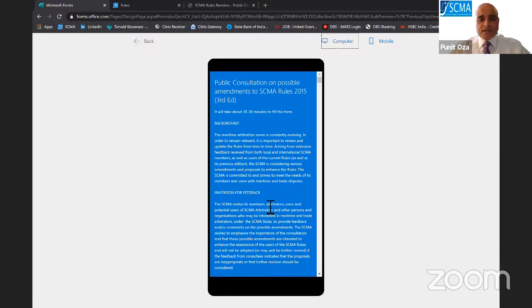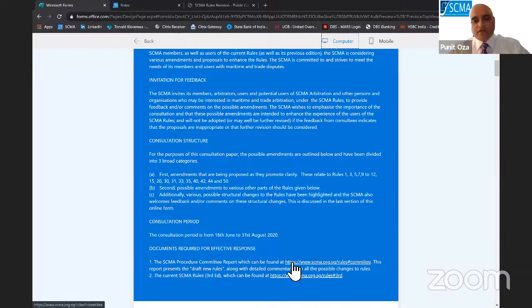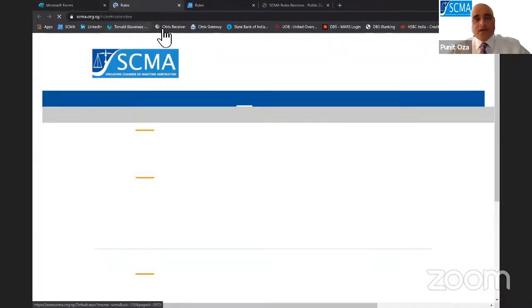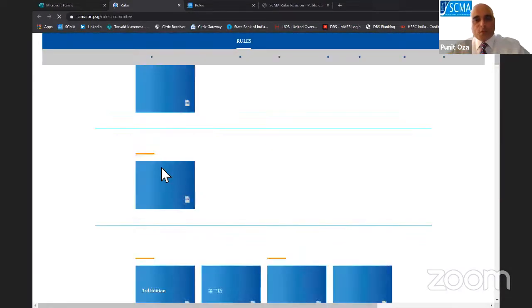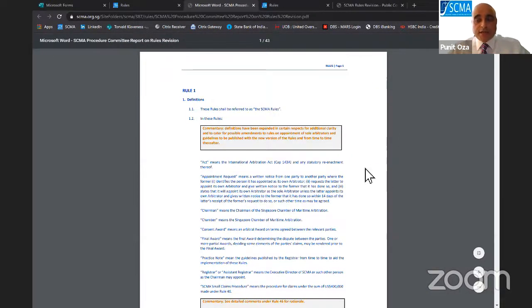And as you can see, if you do have the option or the access to the other two documents, which are the procedure committee report as well as the current SCMA rules. If we click on these, this will take you to the website of SCMA, where the procedure committee report is stored. It's publicly available. If you click on that, you will see the entire procedure committee report with their commentary in detail on each of these rule changes.